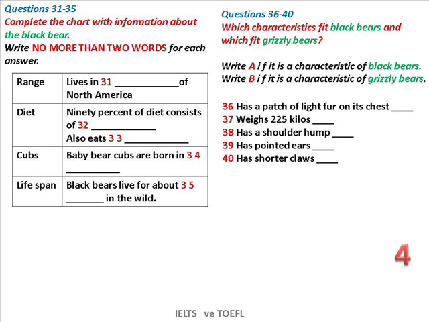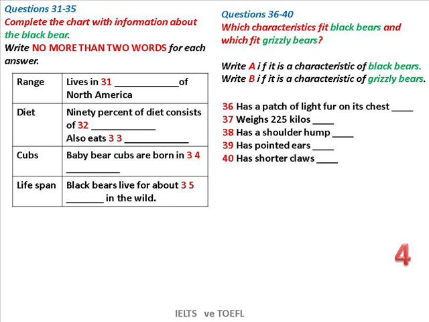Many black bears, however, have a patch of fur on their chests that's lighter in colour than the rest of their fur. Grizzly bears don't have this patch. Size isn't always a distinguishing feature either, although grizzly bears are usually heavier with an average weight of 225 kilos. Black bears average 140 kilos in weight.